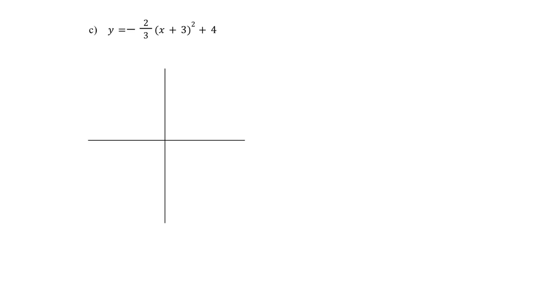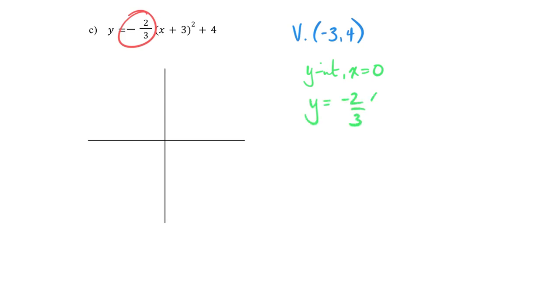So, same process. Vertex should have been found at -3, 4. You notice your direction of opening is down. Okay, now you are finding your y-intercept, which means your x value is 0. That means when I go ahead and I sub in, I'm going to get 3 squared.